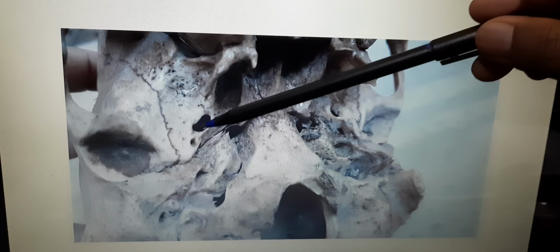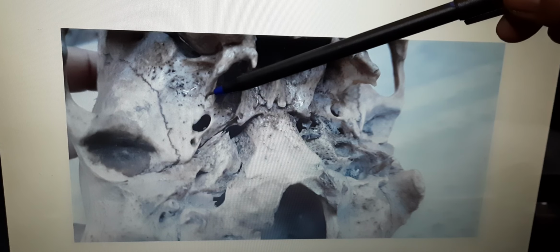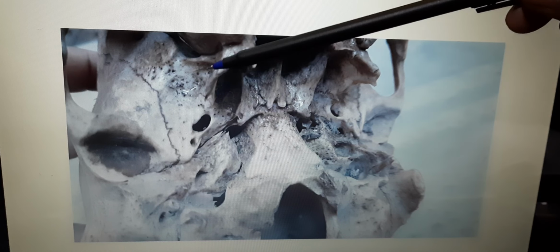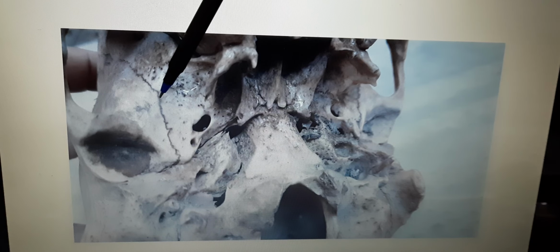Now these two foramina are present in the infratemporal surface of the greater wing of sphenoid bone. The greater wing of sphenoid bone has a temporal surface, which you are seeing, and this is the infratemporal surface. These two surfaces are divided by the infratemporal crest. This is the infratemporal crest of sphenoid bone.